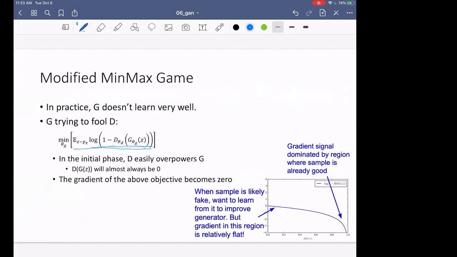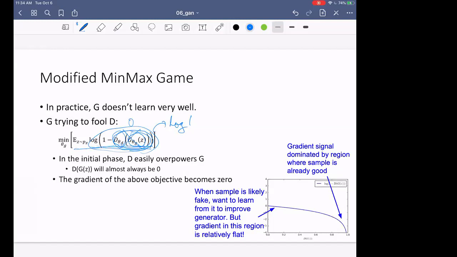That means the gradients won't flow very well, because this term, D(G(z)), will almost always be 0, since G(z) will be a very low quality fake sample. D will certainly know to classify that as 0, the fake. So this term will almost always be 0 in the initial rounds, which means the entire thing will be log 1, which is also 0. So the entire thing goes to 0, and your gradients will look very flat.